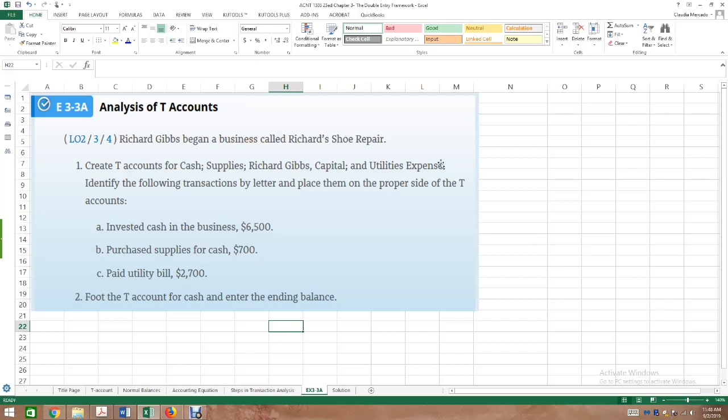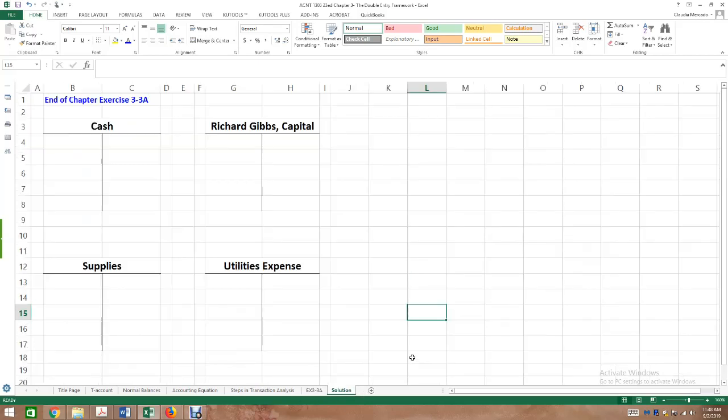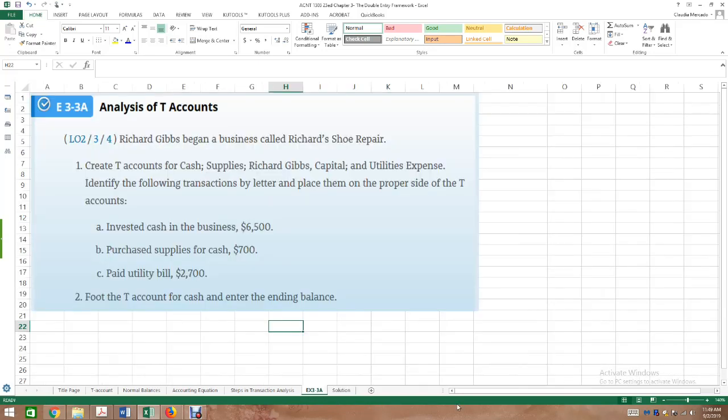Okay? So, now I'm going to solve this. They ask us to create a T account for each of the accounts that we're going to be using. So I need 4 T accounts. I need cash, supplies, Richard Gibbs capital, and utilities expense. Okay? Those are the 4 accounts that we were asked to set up. Okay? Now, I'm going to go back to the exercise so I can record the first transaction.